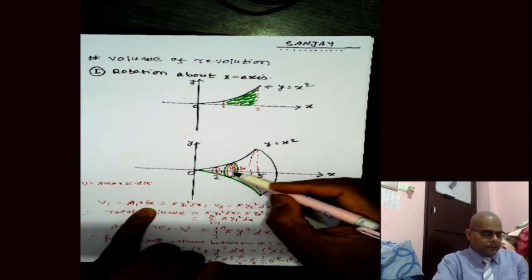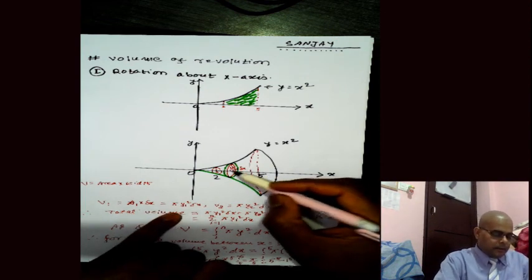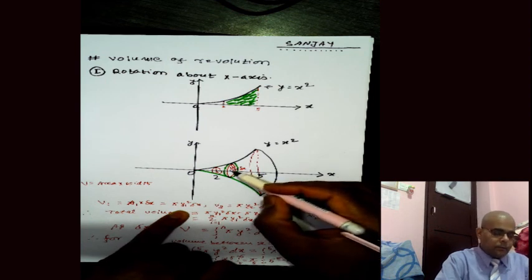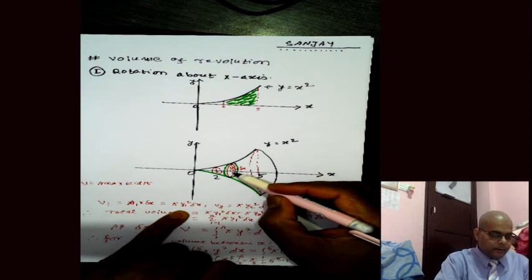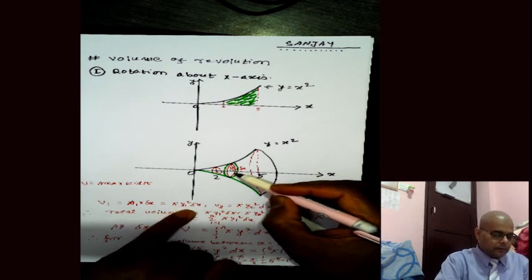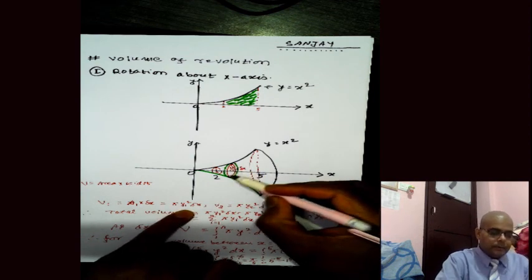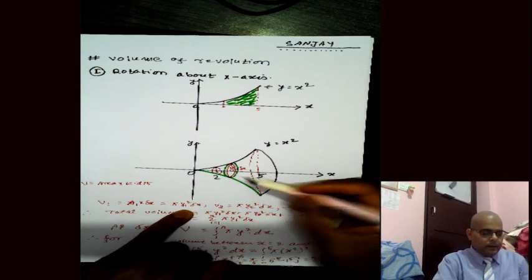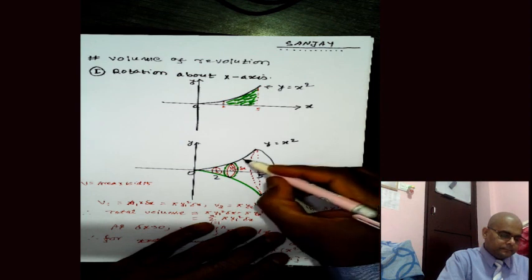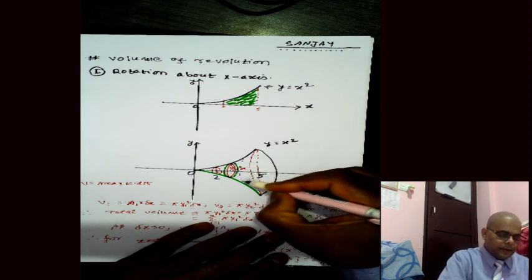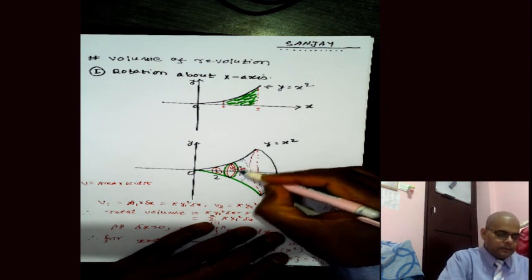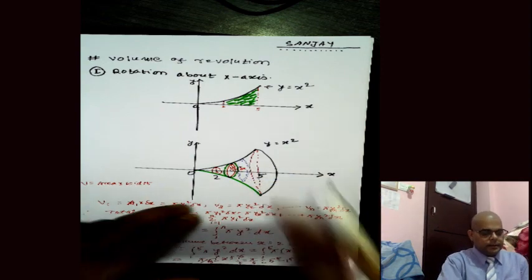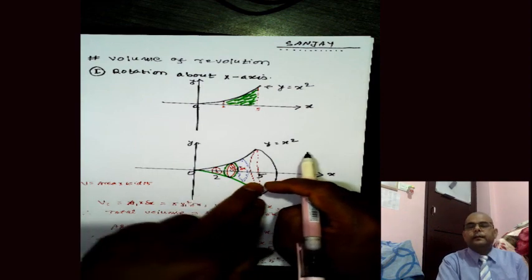The area of a circle is pi r square, and in place of r we have y. Taking y1, the volume of this circular disc is pi y1 square delta x. Similarly, you can consider other circular discs as well, an infinite number of circular discs between x equals 2 and 5.